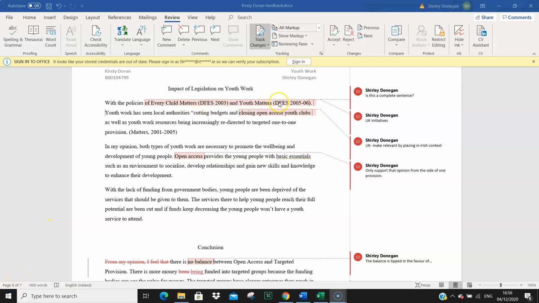these are both UK initiatives, and so is the closing of open access youth clubs. And that doesn't mean that you can't use that information, but you need to make it relevant to the Irish context. So you might refer to these and the cutting and closing of youth clubs in England and state that with another recession coming, Ireland needs not to make the same mistake, blah, blah, blah. Just to tie it to what you're talking about and to show that you understand that these aren't from Ireland.